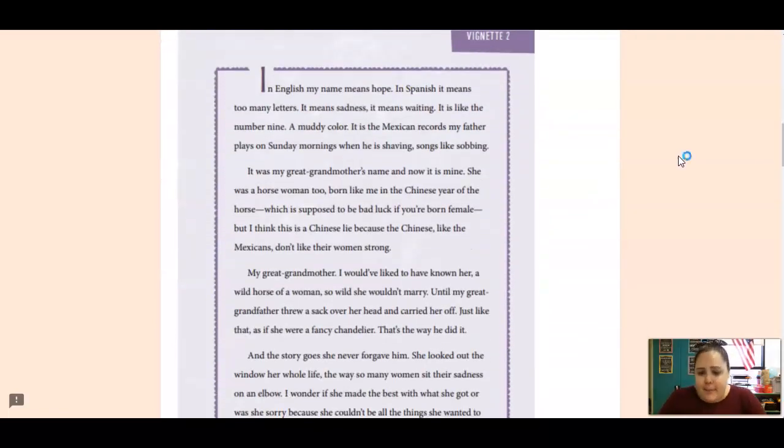In English, my name means hope. In Spanish, it means too many letters. It means sadness. It means waiting. It is like the number 9, a muddy color. It is the Mexican records my father plays on Sunday mornings when he is shaving. Songs like sobbing. It was my great-grandmother's name, and now it is mine. She was a horsewoman, too, born like me in the Chinese year of the horse, which is supposed to be bad luck if you're born female. But I think this is a Chinese lie, because the Chinese, like the Mexicans, don't like their women strong.